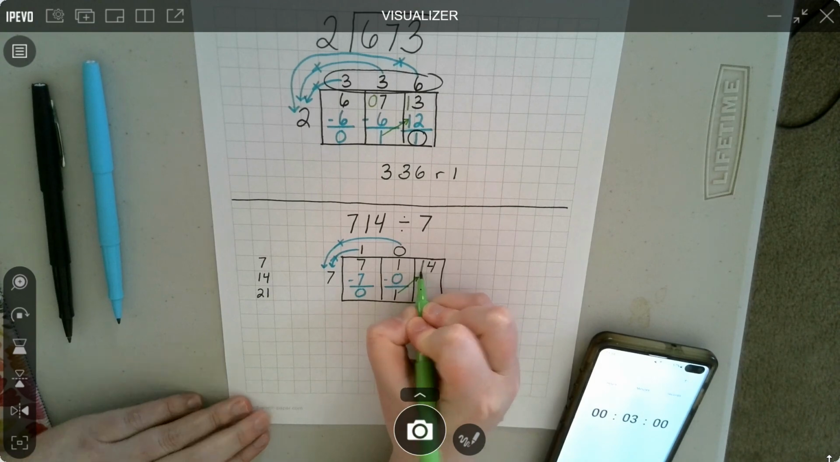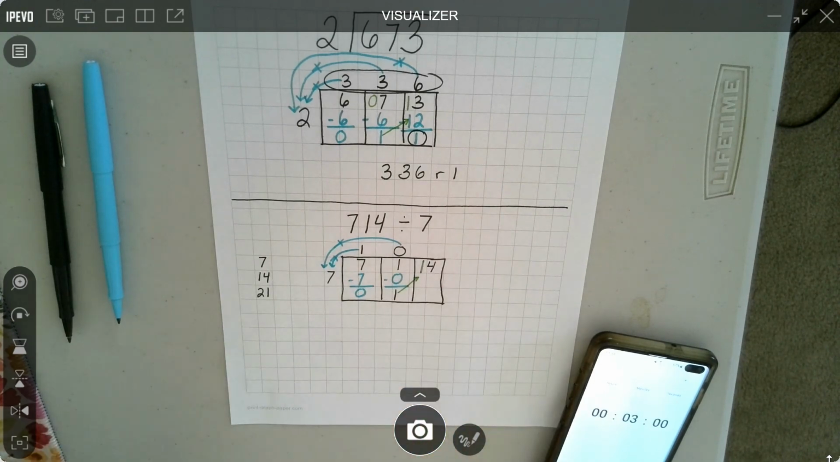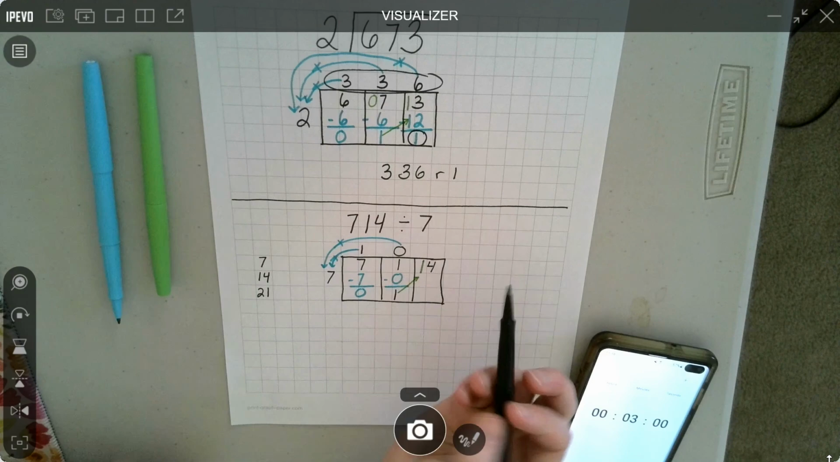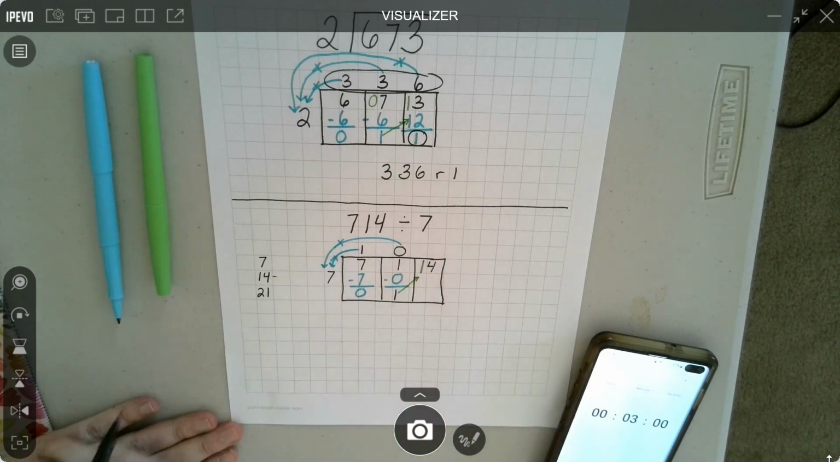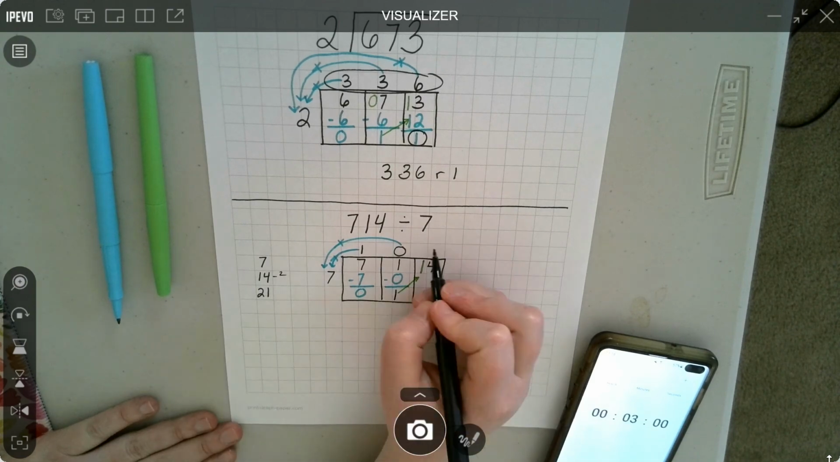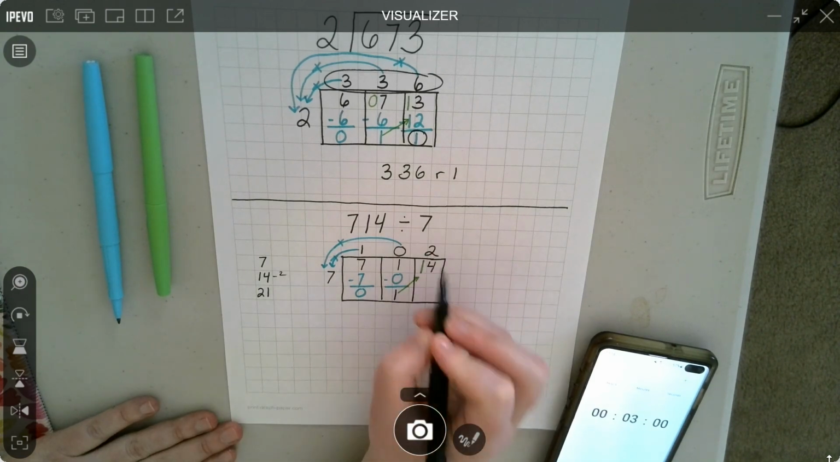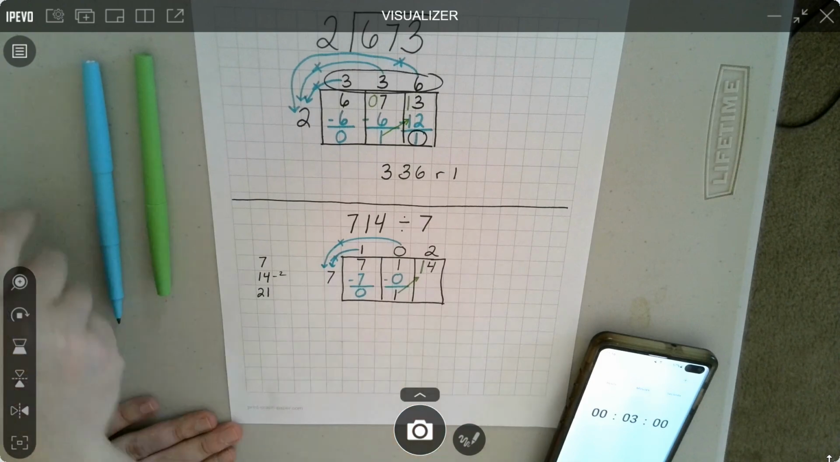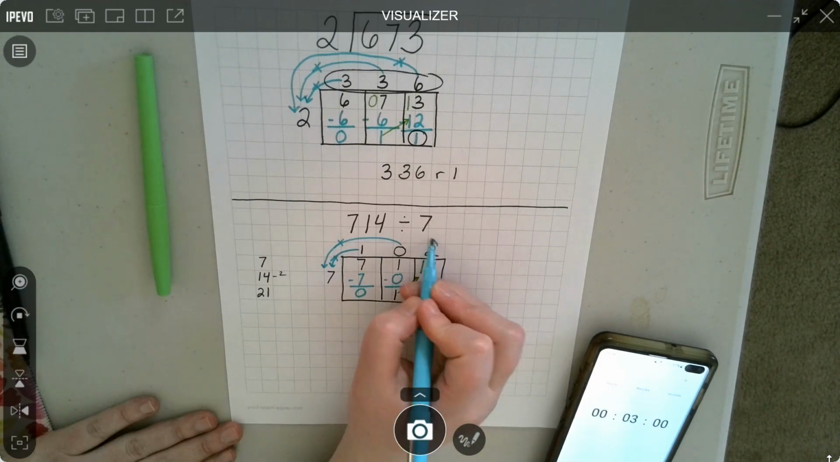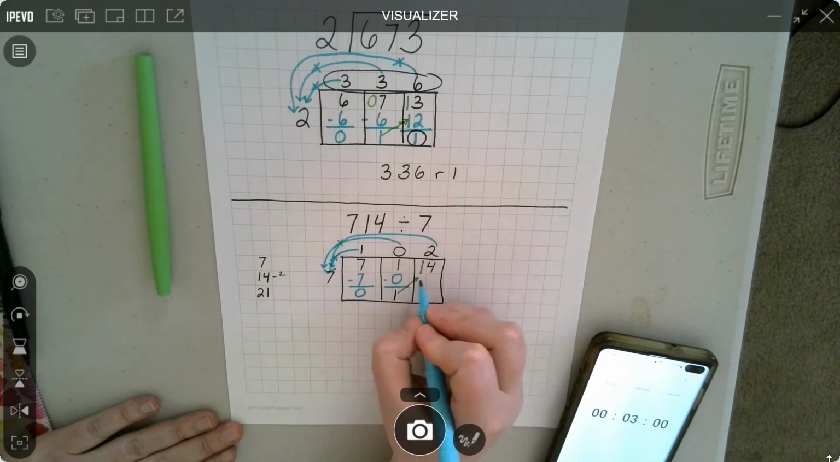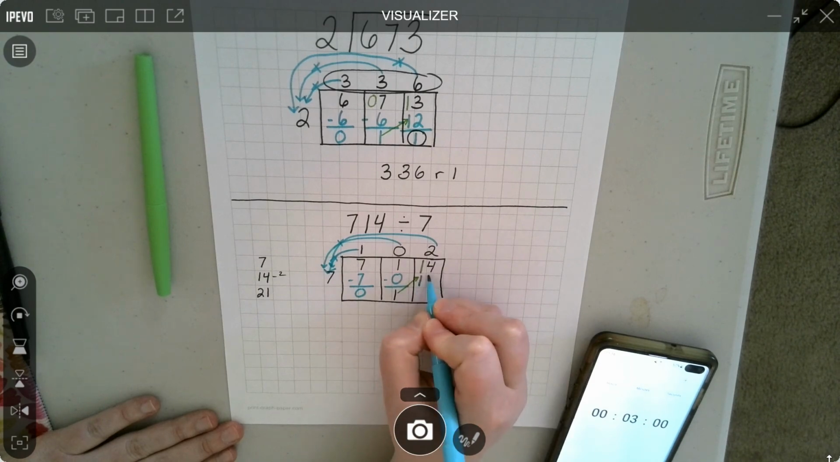Very good. Now, how many times can 7 go into 14? Well, if I look at my multiples list, there's 14 right there. It's the second multiple. So I'm going to put 2 right here. 2 times 7 is 14. So I'm going to make sure that I line it up correctly.